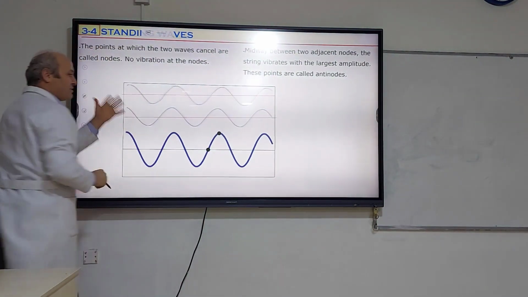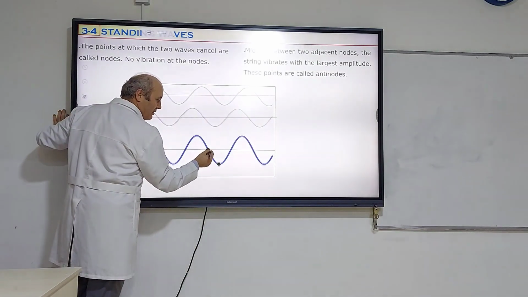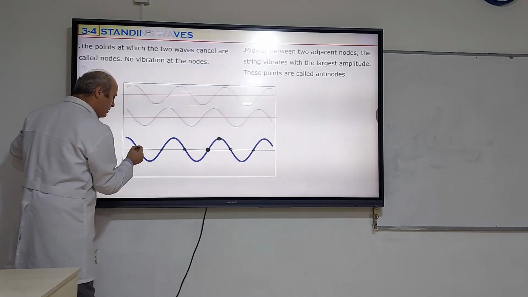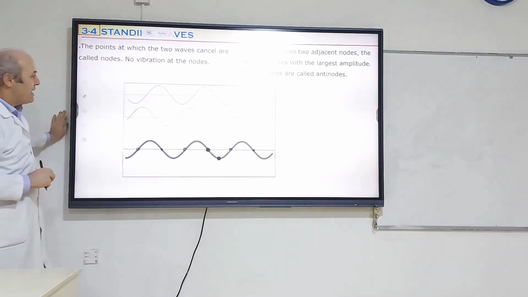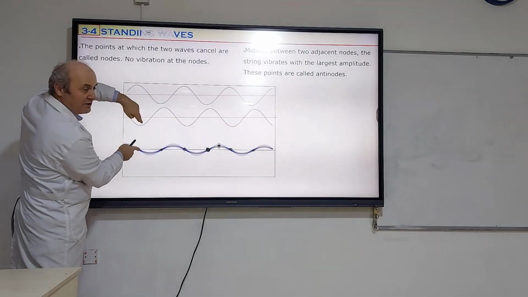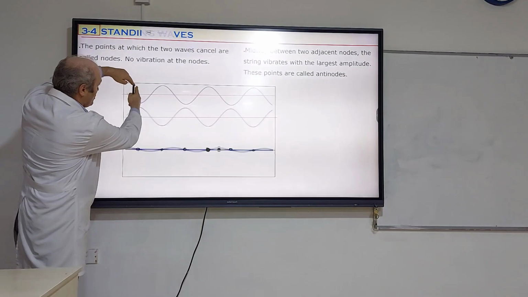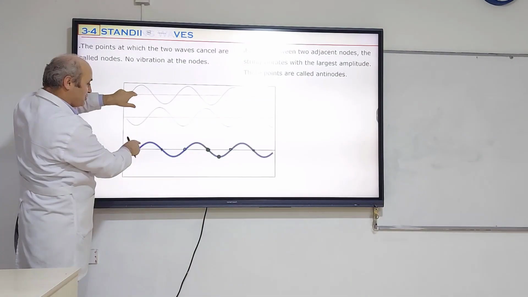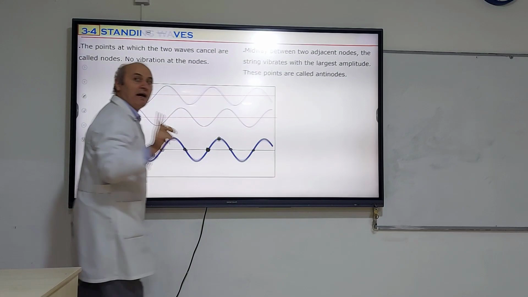When we check this, we are going to see that some points never vibrate. These points which do not vibrate are called nodes. Why don't they vibrate? Why is their net displacement zero? Because if you check very carefully, these two waves always destructively interfere here. If I stop this simulation, but I cannot because there is no such option, you are going to see that the addition of the displacements of these two waves is always zero. Here zero, here zero, here zero, here zero, they are nodes.